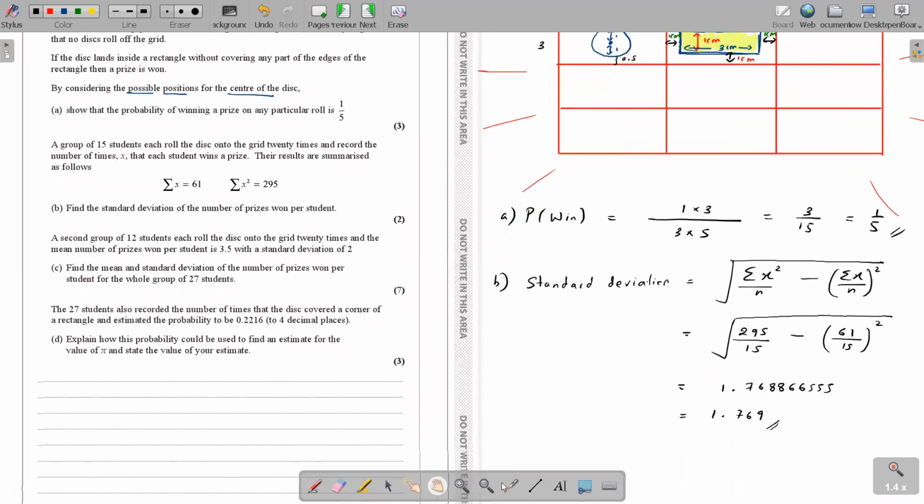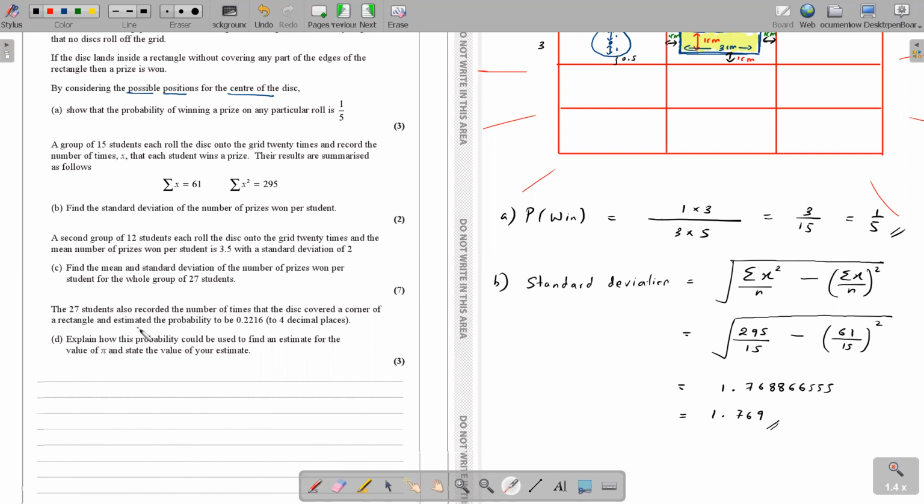Part C, a second group of 12 students. Now there are two groups. First, we are considering the group of 15 students, that's the first group. The second group has 12 students. Each rolls the disc onto the grid 20 times, and the mean number of prizes won per student is 3.5 with a standard deviation of 2. Find the mean and standard deviation of the number of prizes won per student for the whole group.